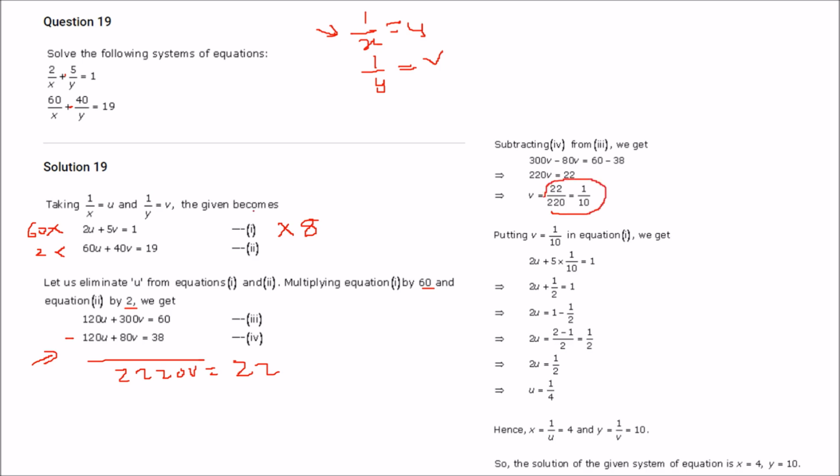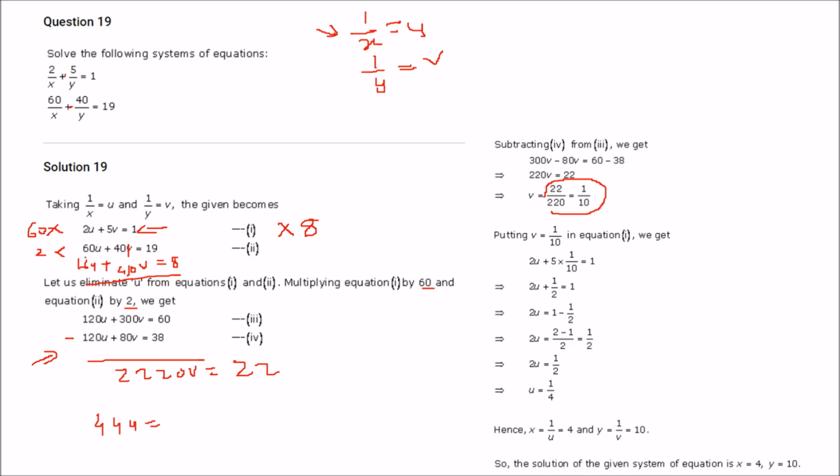Now if you just multiply this whole equation by 8, you get 8 twos are 16, so 16u plus 5 eights are 40, 40v equal to 8, this equation. Now I'm just writing it below. Now just subtract it, this gets cancelled. 60 minus 16 is your 44u, and then this is 8, right? So 8 minus 19 is what?